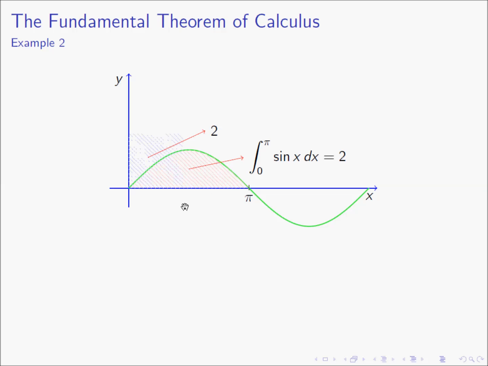Just to compare, here I draw this square of side square root of 2 that also has area 2. So we proved that the area under the curve equals the area of this square here, and that's pretty amazing.